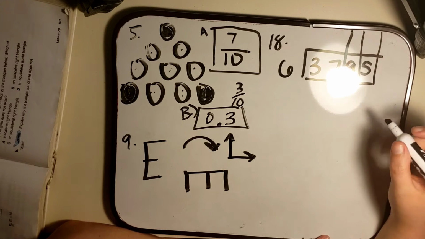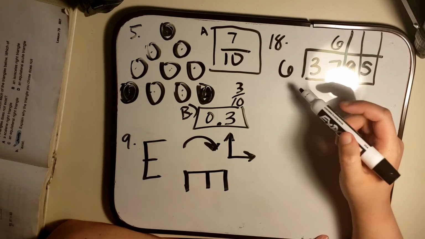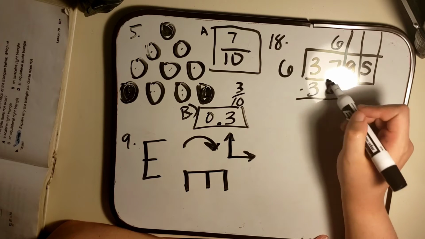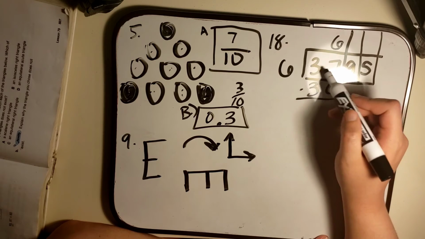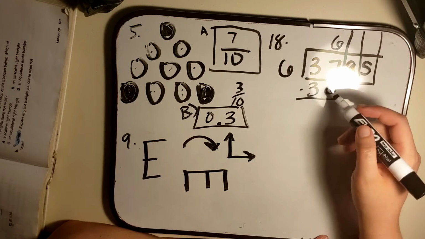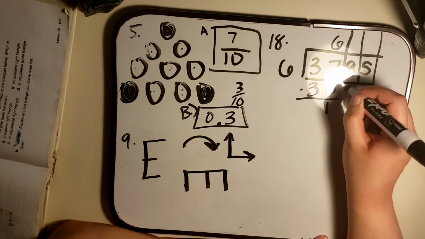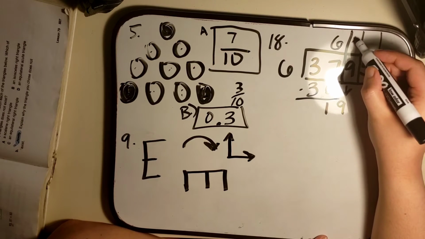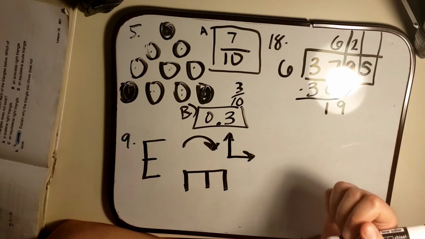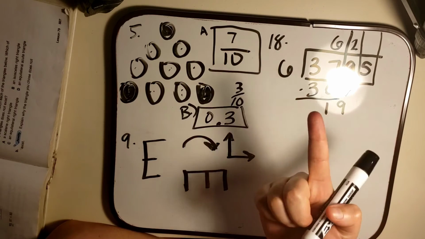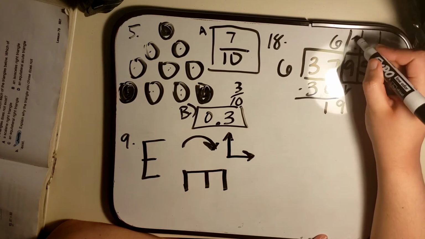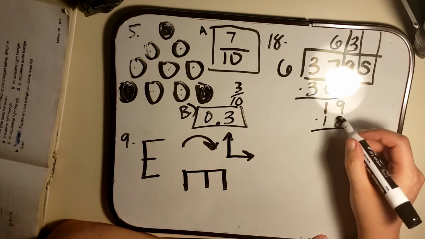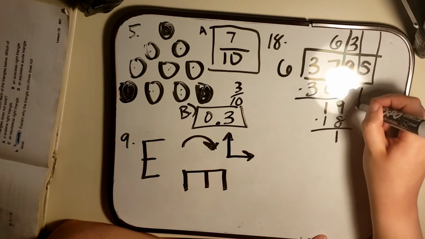All right, so 6 goes into 37 6 times, because 6 times 6 is 36. Remember, this number on here at the bottom can't be bigger than this number. It has to be smaller. So 36 subtracted from 37, you get 1. Bring down that 9. 6 goes into 19 2 times, right? 3, 6, 9, 12, 15, 18. Sorry, 3 times. My bad. Because 6 times 3 is 18. And 18 subtracted from 19, you get 1.